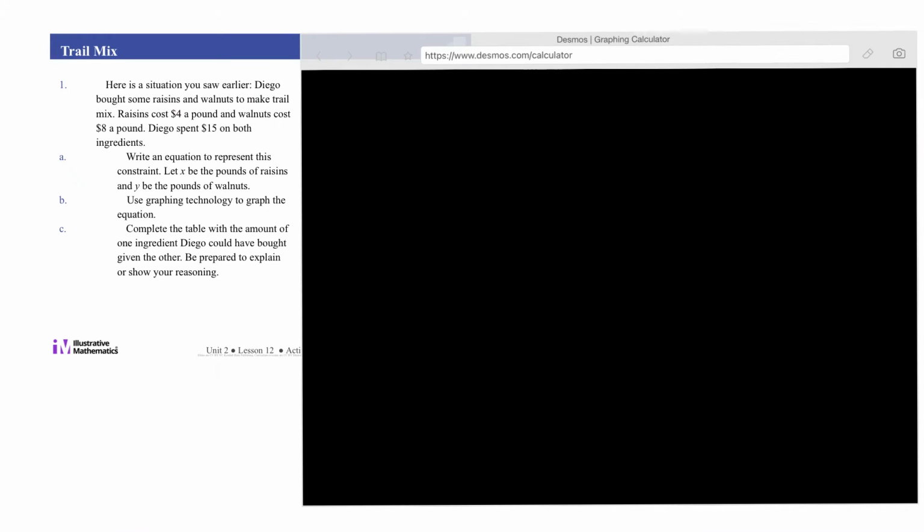All right, so this problem we did in class today, we have the situation where we have a bag of raisins. They cost $4 a pound and walnuts cost $8 a pound. Diego spent $15 on both ingredients. And this is it. So we're supposed to write an equation to represent this formula.